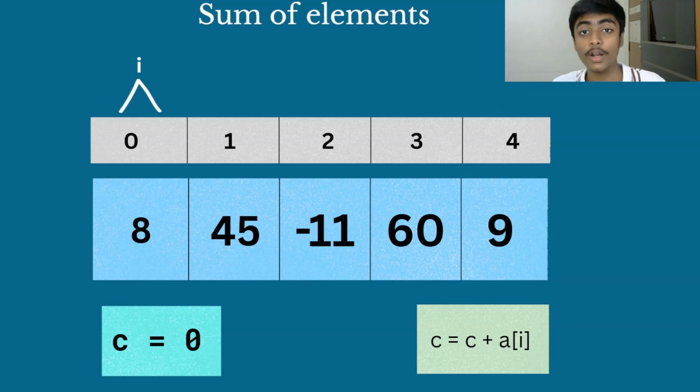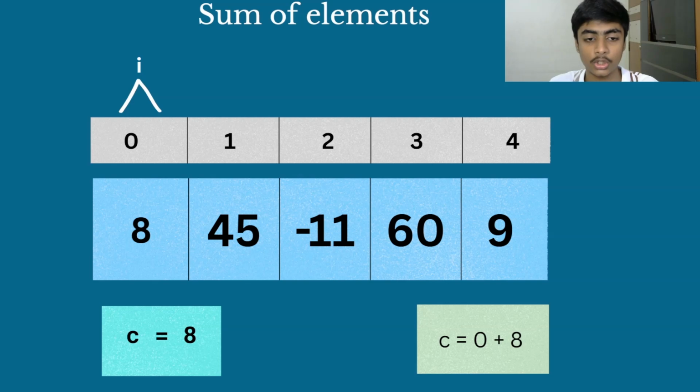And now we're going to look at a different example where I made one of my elements negative. So let's just start iteration. Our I is initially set to 0. So all we're saying is our C value is equal to C plus A of 0. A of 0 is 8. So our C will be set to 8.